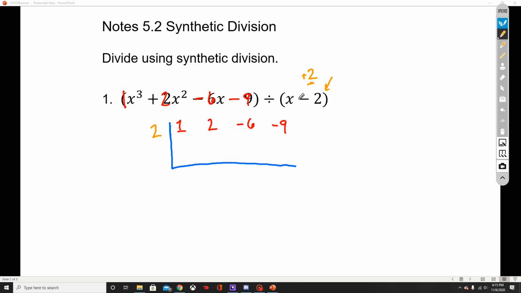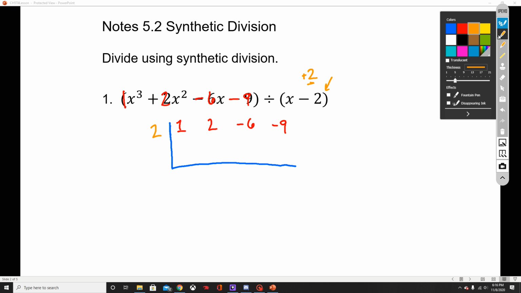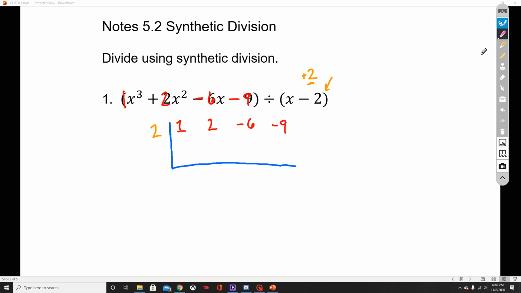Now this is set up. We haven't started yet, but this is how we want it to be set up. We've got the zero on the outside, and all the coefficients on the inside, and now we can start the process. Step 1 of the process is to bring the first number down. It always comes down. This is a 1, so we're going to bring down a 1. We never do anything to the first coefficient, it just comes straight down.